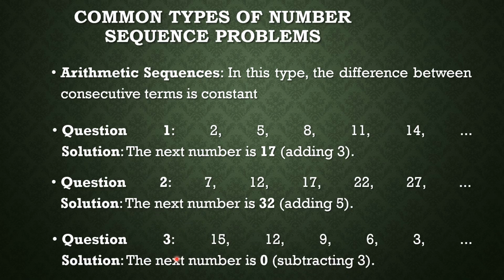Another example: in this particular problem, there is a difference of 3, but it's not an addition, it's a subtraction. So 15 minus 3 is 12, 12 minus 3 is 9, 9 minus 3 is 6, 6 minus 3 is 3, and the next number would be 3 minus 3, which is 0.